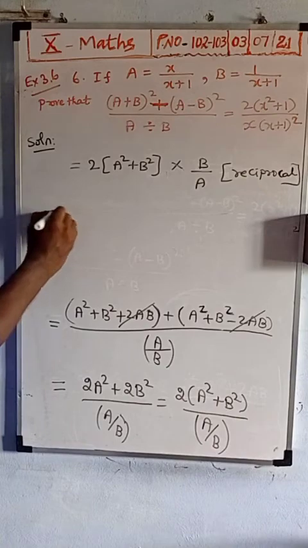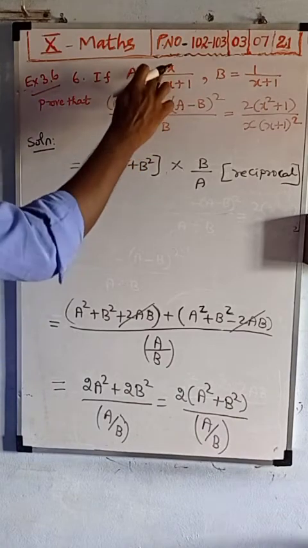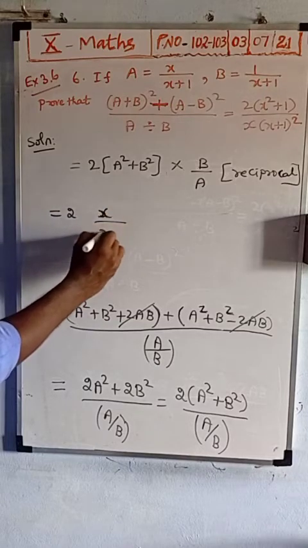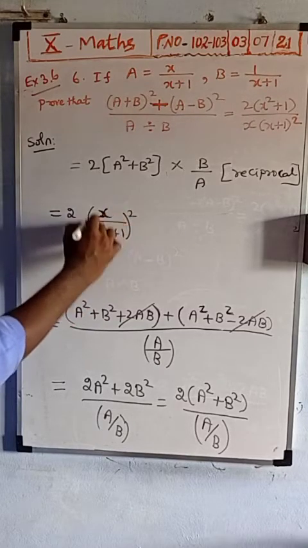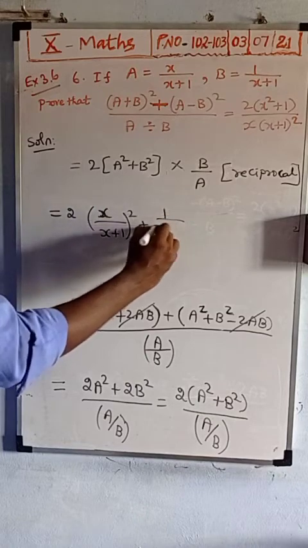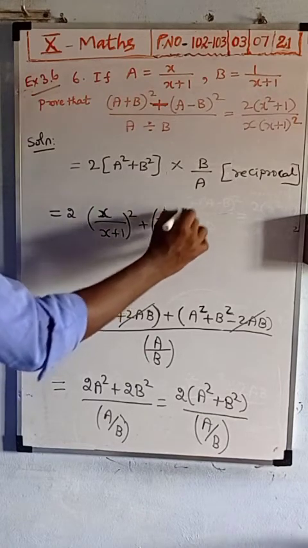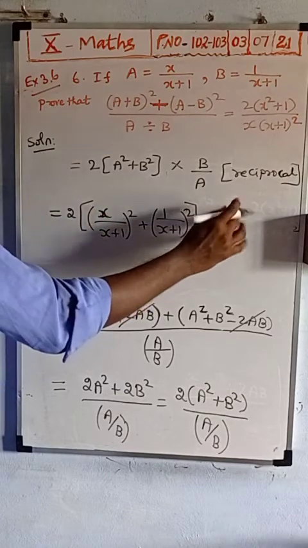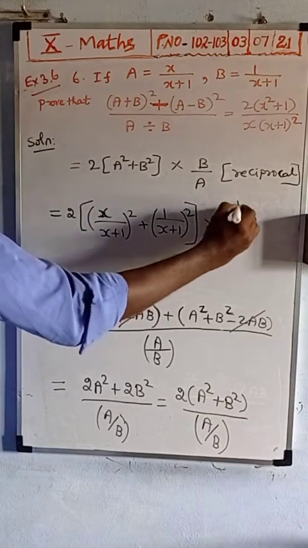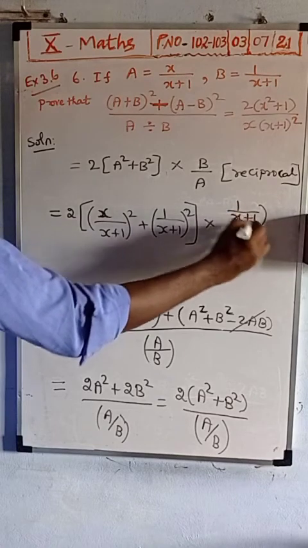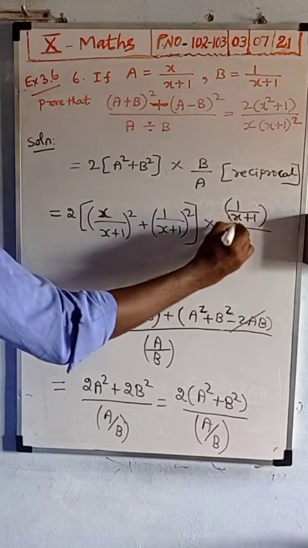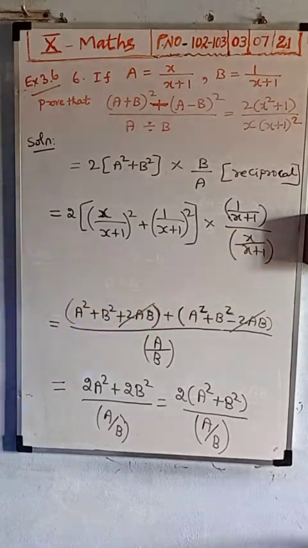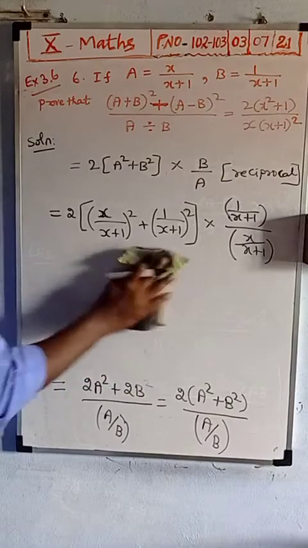So instead of a, 2 times of a value, x by x plus 1 to the whole square, plus b value, 1 by x plus 1 to the whole square, into b value, 1 by x plus 1, divided by a value, x by x plus 1. Yes, now you see.